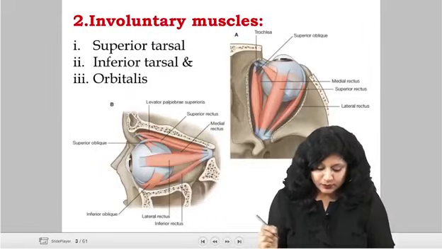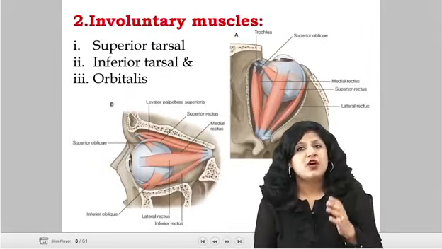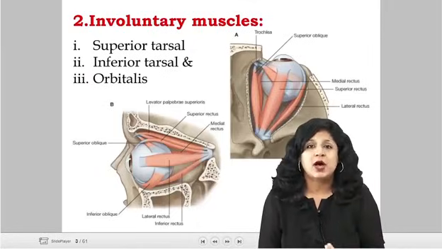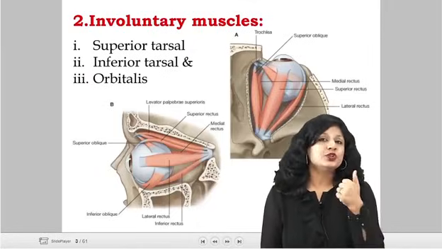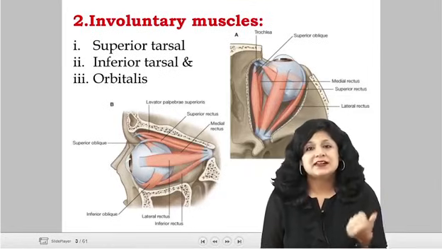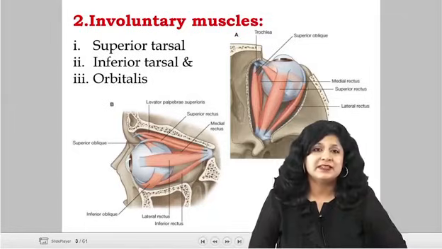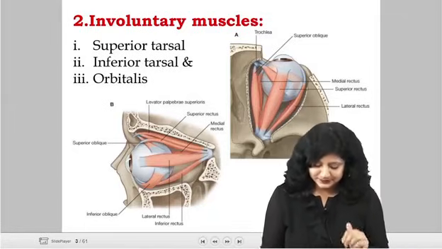Now moving ahead with the involuntary muscles, which are lesser talked about because they are seldom required in squint, but you should know their names. We have the superior tarsal, the inferior tarsal and the orbitalis muscle.